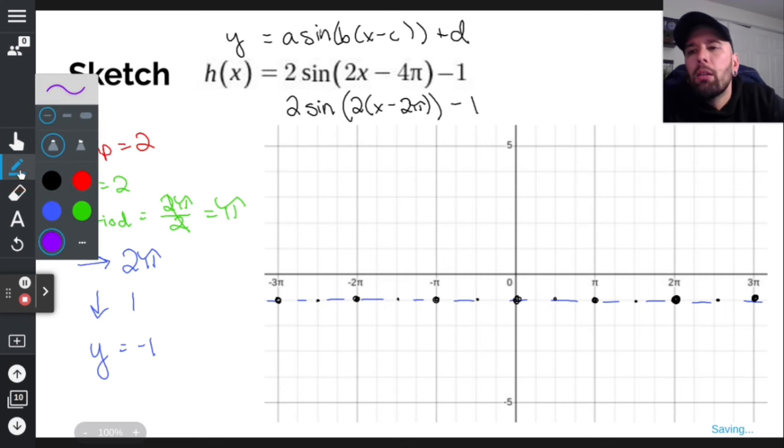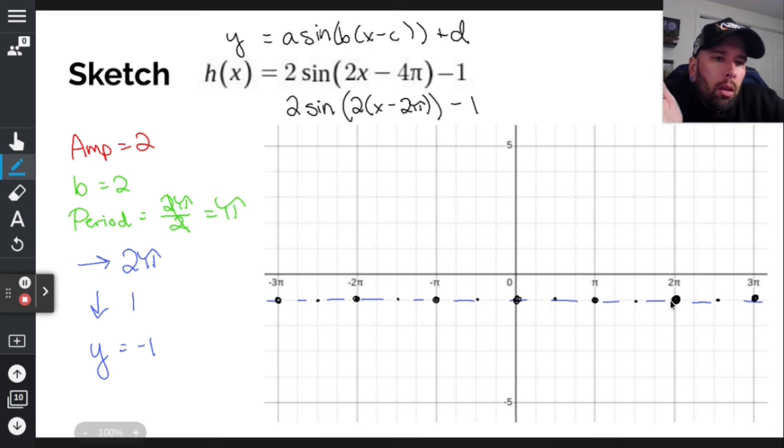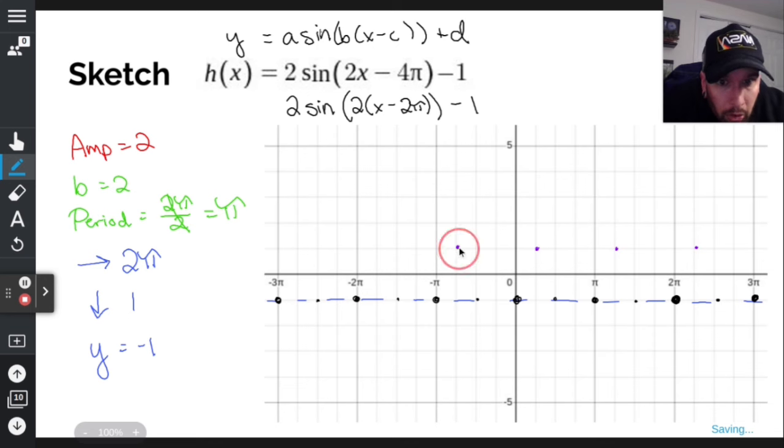Now again, it's going to start here, go up two, and then come back down. So every quarter of a period and every three quarters of a period, it's going to peak out and then bottom out. So let's say that every quarter of a period, it's going to go up two, every quarter up two, every quarter up two. Every three quarters down two, every three quarters down two, every three quarters down two.